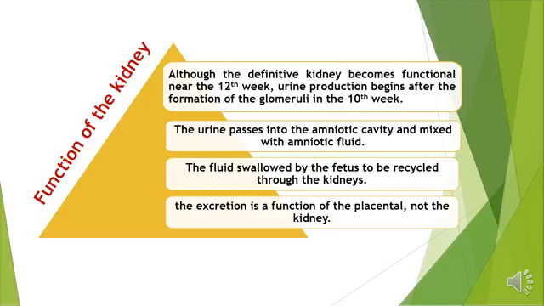The functions of the kidney. Although the definitive kidney becomes functional near the 12th week, urine production begins after the formation of the glomeruli in the 10th week. The urine passes into the amniotic cavity and mixes with the amniotic fluid. The fluid is swallowed by the fetus to be recycled through the kidneys. Excretion is a function of the placenta, not the kidney.